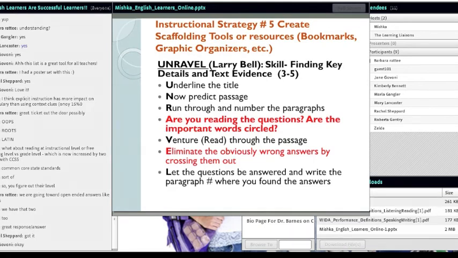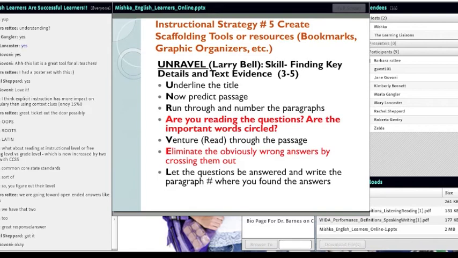So again, you underline the title. All of this is done under a document camera, modeling in front of the students, okay? So you underline the title, predict the passage. Now you run through and number the paragraphs. First you underline the title, then you predict the passage. They're writing their prediction on their paper. Then you run through and number the paragraphs. Next question, are you reading the questions?